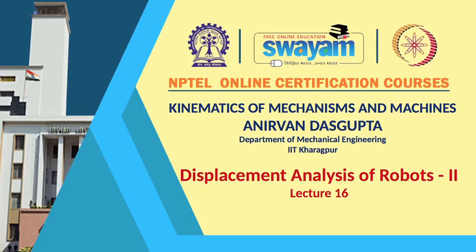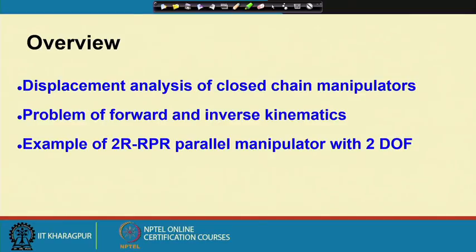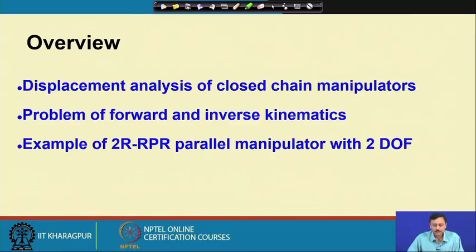In this lecture, we are going to look at the displacement analysis problem of closed loop parallel manipulators. To give you the overview of what we are going to discuss, we are going to look at the displacement analysis problem of closed chain manipulators, the problem of forward and inverse kinematics of a 2R RPR parallel manipulator with 2 degrees of freedom.